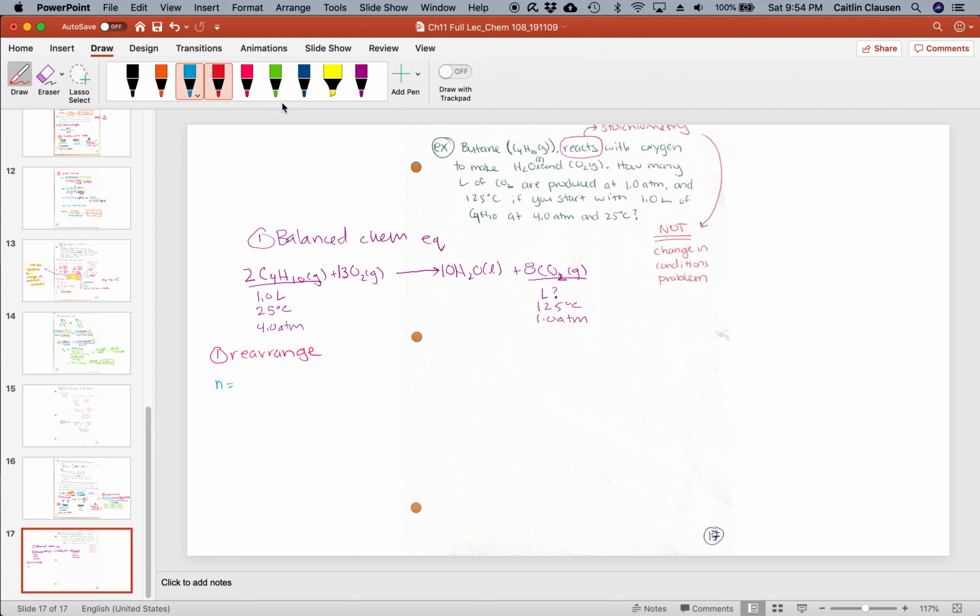So we need moles, and that's going to be pressure times volume divided by the gas constant times temperature. Step 2, check our units with R. So we know R is ATM liters per mole Kelvin.